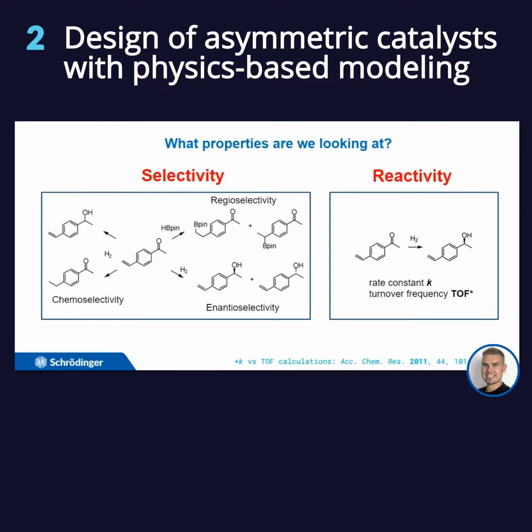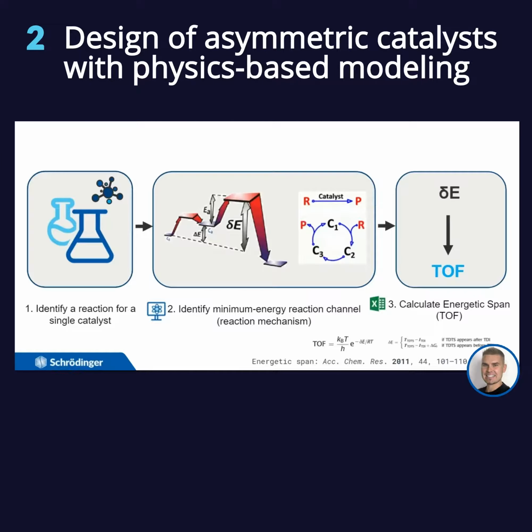Let us now overview how to screen reactivity. Specifically, the question becomes how to design a fast catalyst. Here, our metric could be rate constant, or in the general case, a turnover frequency. Let us stick to TOF as an example. How to design a high TOF catalyst with physics-based modeling.